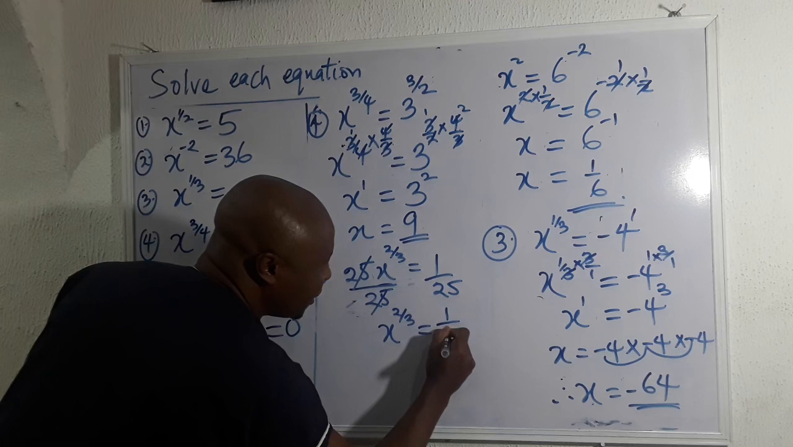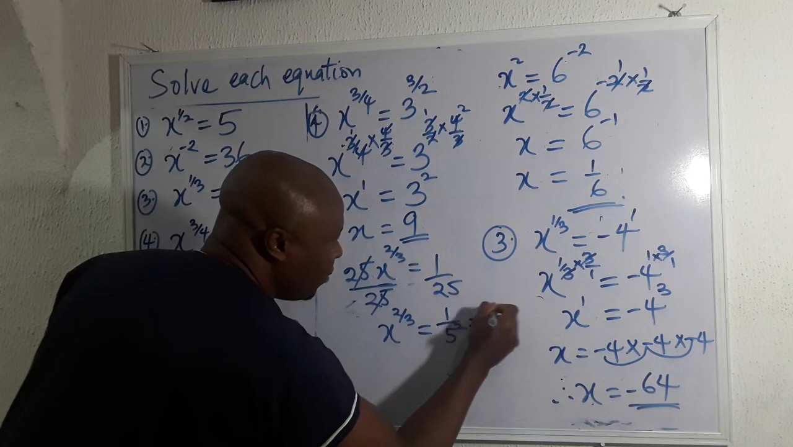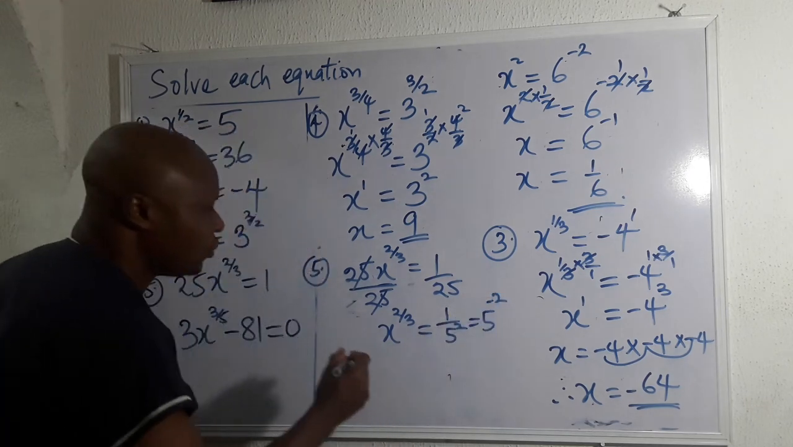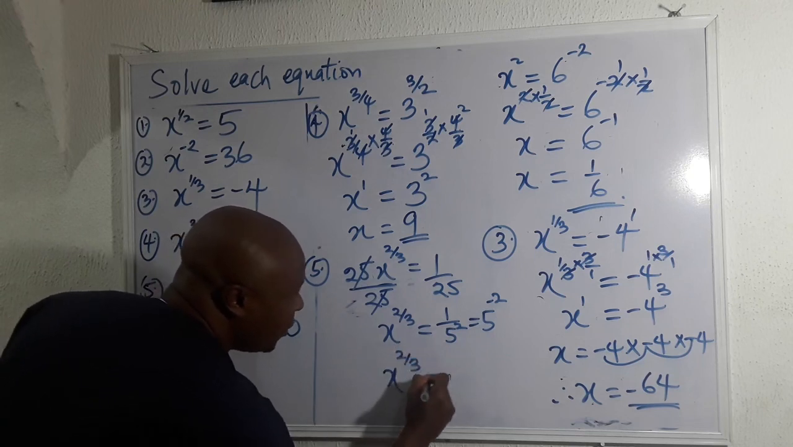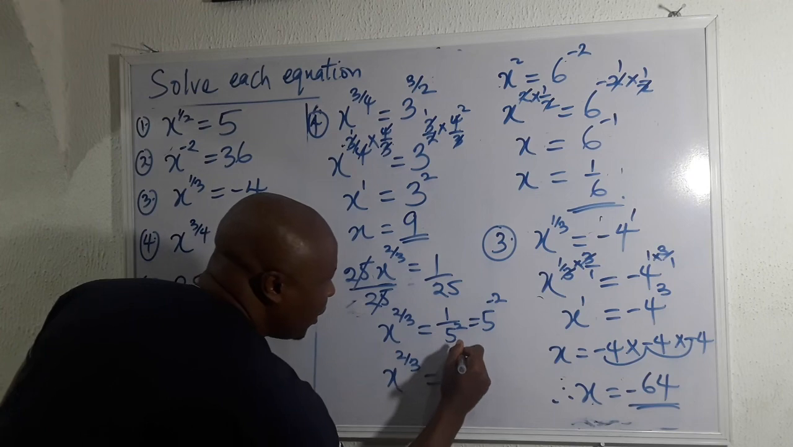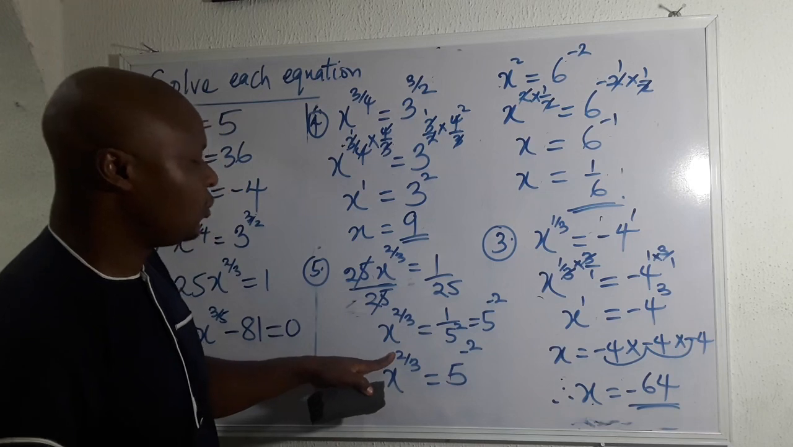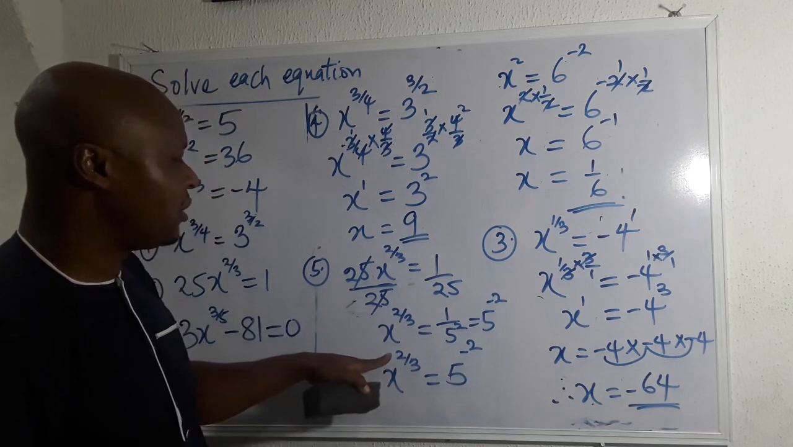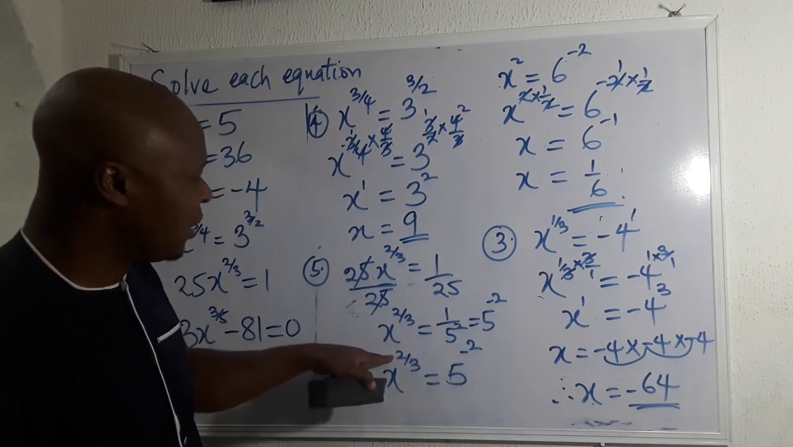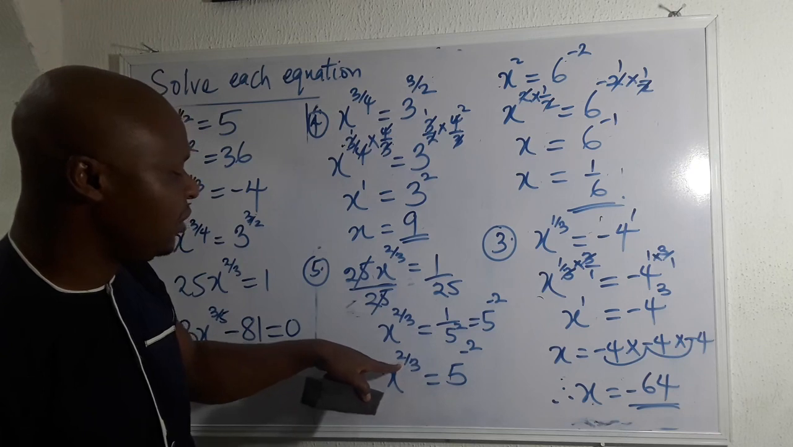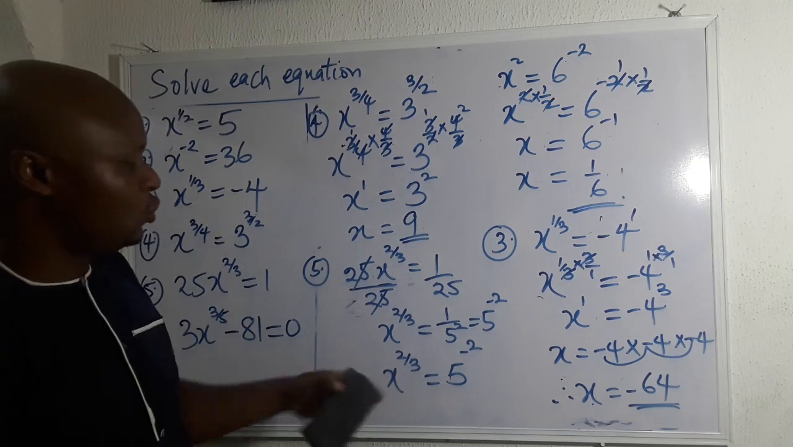We can write this 25 as 5 raised to power 2. So if you bring this up, it becomes 5 raised to power minus 2. So that is x raised to power 2 over 3 is equal to 5 raised to power minus 2. So what we do next is to look for a number that we can use to multiply the power of the variable we are interested in. We multiply both sides. What we can use to multiply the power of the unknown variable is 3 over 2.